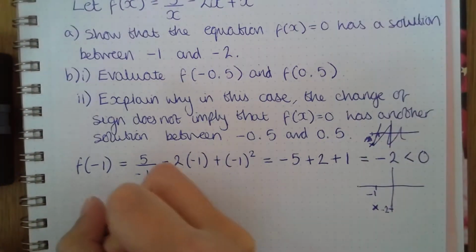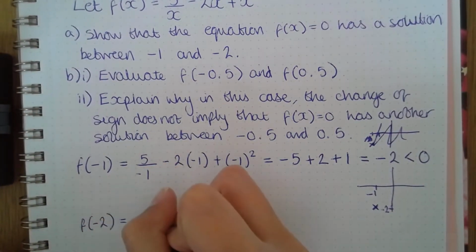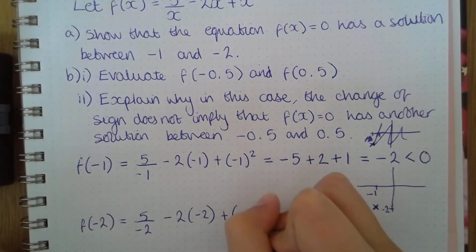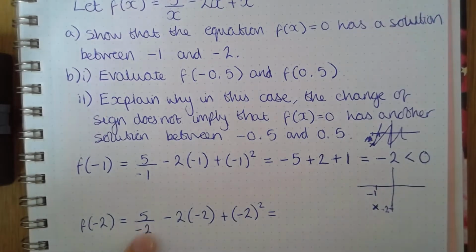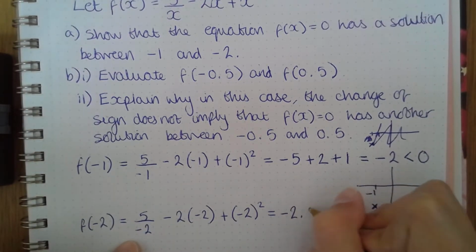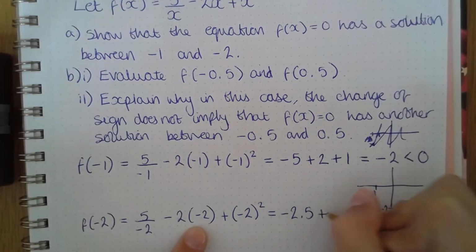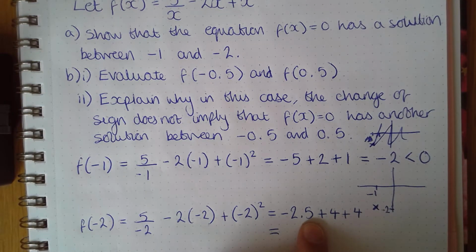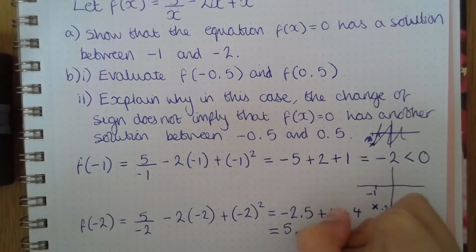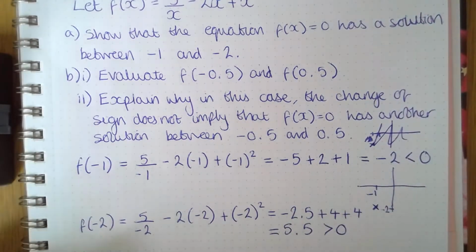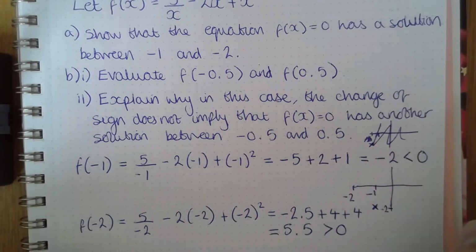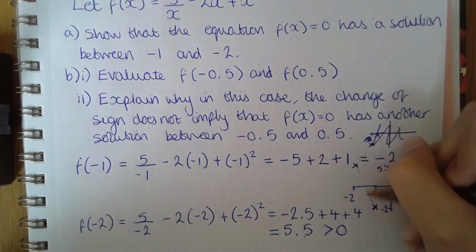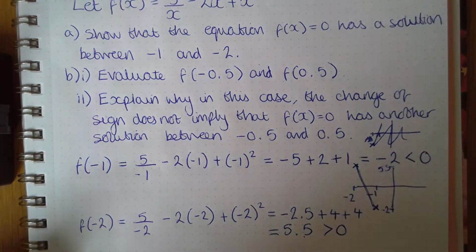Okay, so now we're going to sub in -2. So we've got 5 over -2, take away 2 lots of -2, plus -2 all squared. So 5 over -2 is just -2.5. -2 times -2 is +4. -2 squared is +4. So -2.5 plus 4 is 5.5, which is greater than 0. So that means at -2 it's 5.5, which is up here. So there must be a root in between them. It must cross the x-axis in between them.